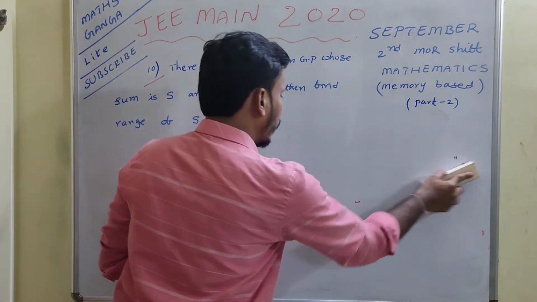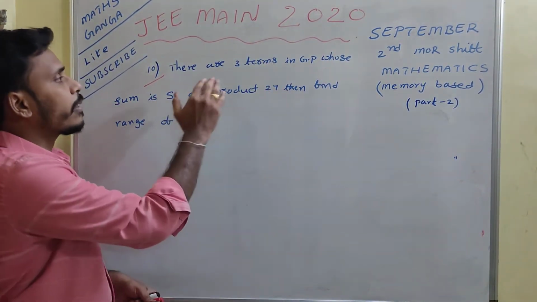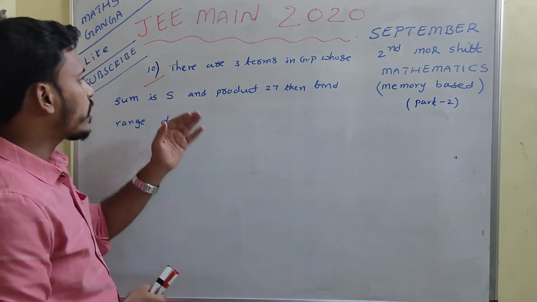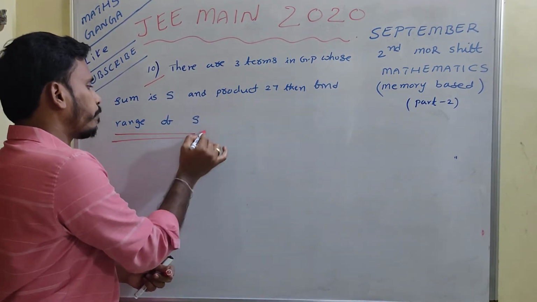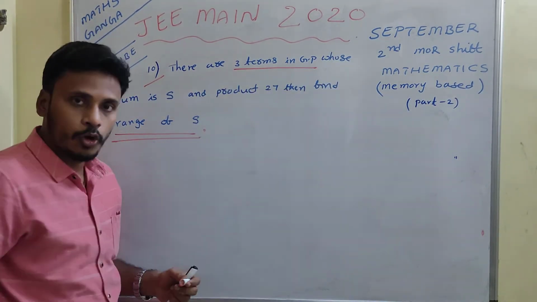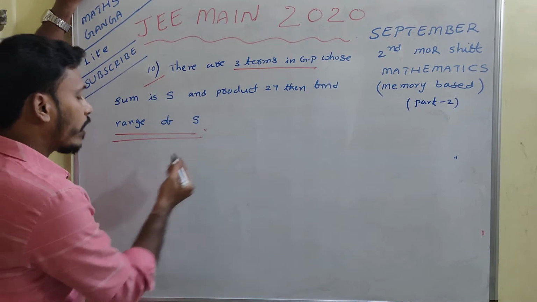Then coming to the 10th one, this is what we need to solve now. See, there are 3 terms in geometric progression whose sum is S and the product is 27. Then we need to find the range of S. See, the question is about 3 terms in the geometric progression. If we have any 3 terms in the geometric progression, we are very familiar.